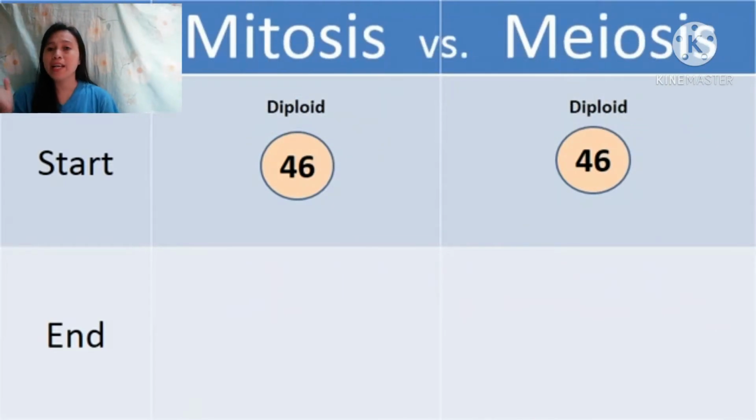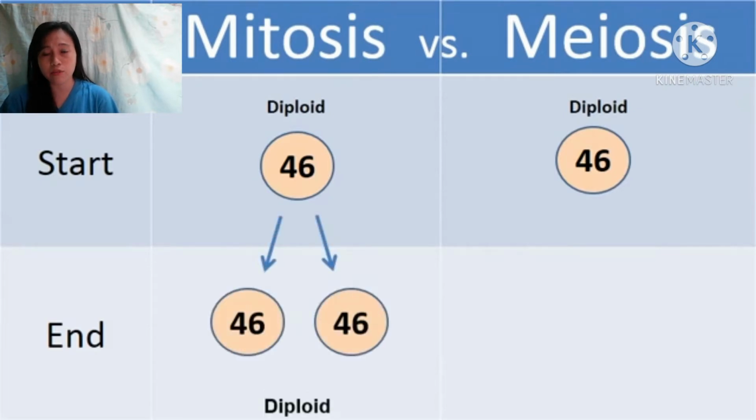Now, on the left, we're gonna have the diploid cell with 46 pieces of DNA. That's gonna go through mitosis to make 46 pieces of DNA. The cells start and end with diploid.